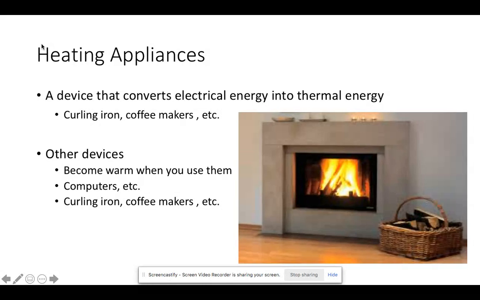Other devices can become warm when you use them, so computers, etc. You might notice that the bottom of your computer or Chromebook becomes warm after you're using it for a while. Curling irons, coffee makers, all of those things become warm.